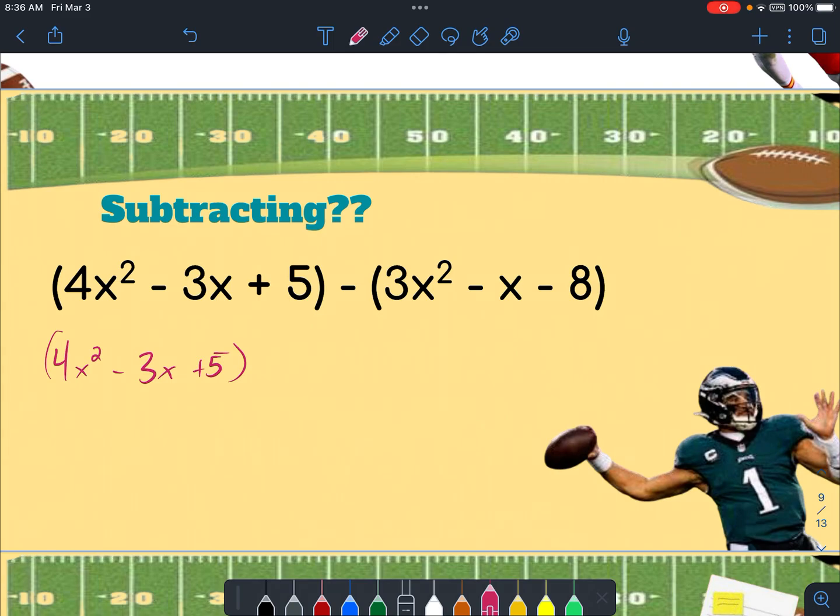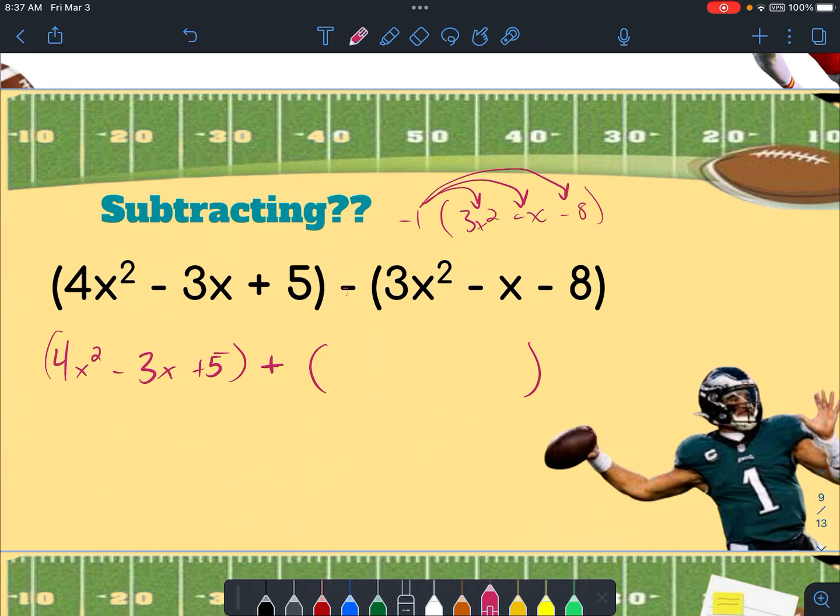Now the most efficient way is that we change this negative sign. What we're going to do is change that negative sign to a positive sign, and then we're going to put our parentheses back in here. Since we changed this, really what we're envisioning is a negative 1 times 3x squared minus x minus 8, and we're going to be distributing that. That was one of the ways we showed it.